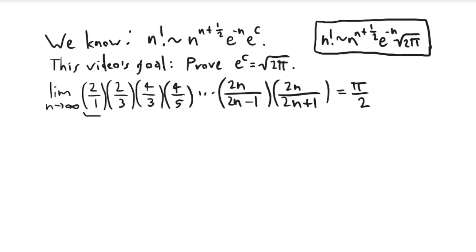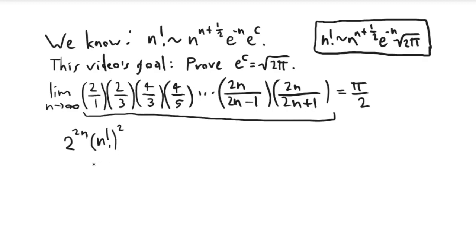To do this, I'm going to look a little bit more closely at this expression right here. And I want to notice that for a fixed n, there's basically 2n terms in this product. And for each of those terms, the numerator is divisible by 2. So another way to write this is 2 to the 2n, and then if I factor out 2 from each of these, I'll have n factorial squared. So this is another way of writing the numerator of this product, again for a finite n. So that's the numerator, and then the denominator is the following.